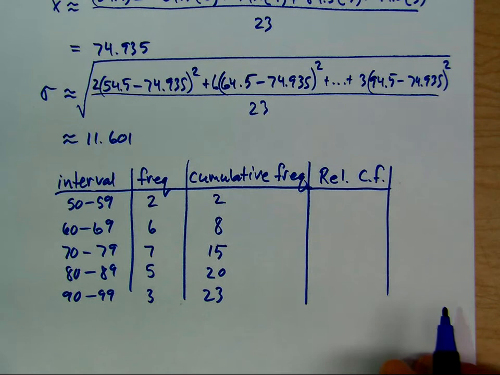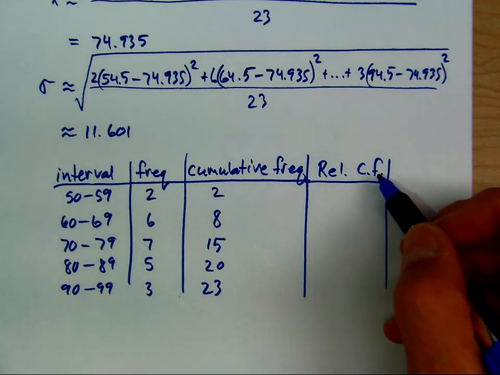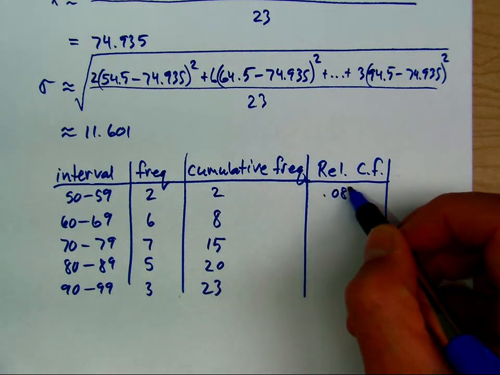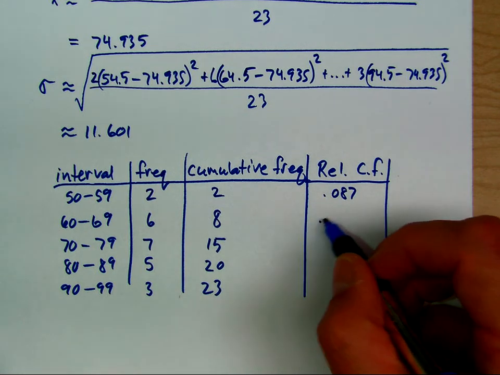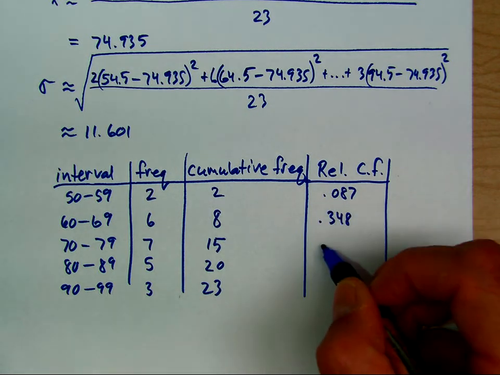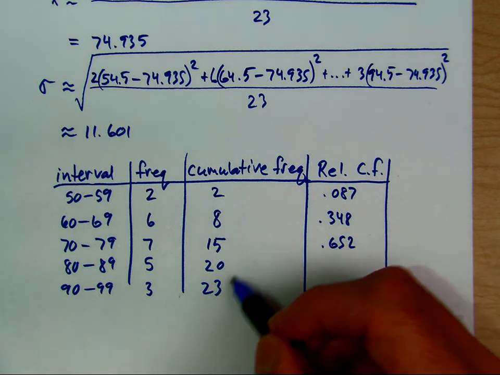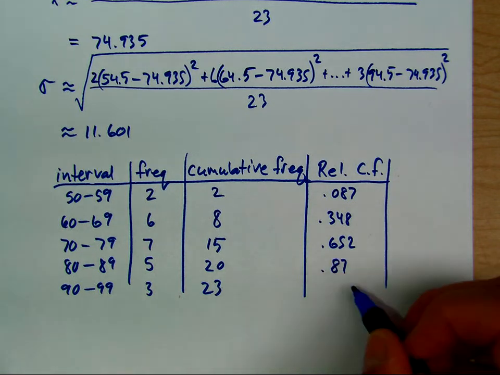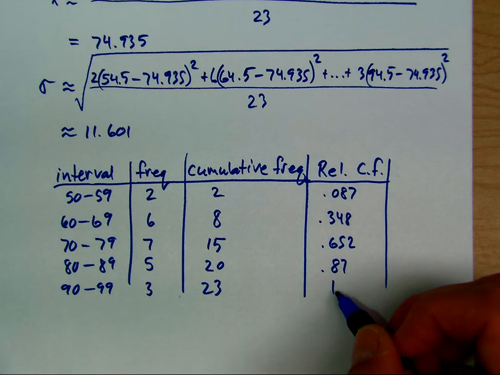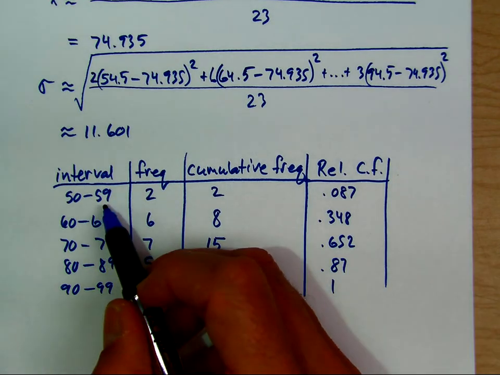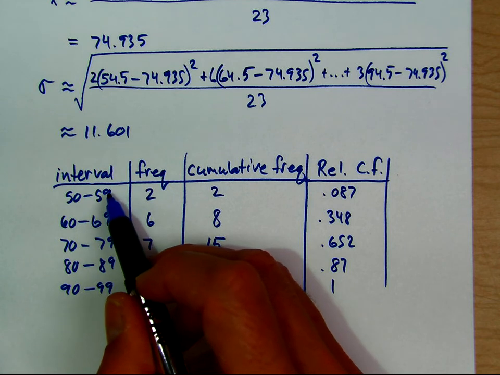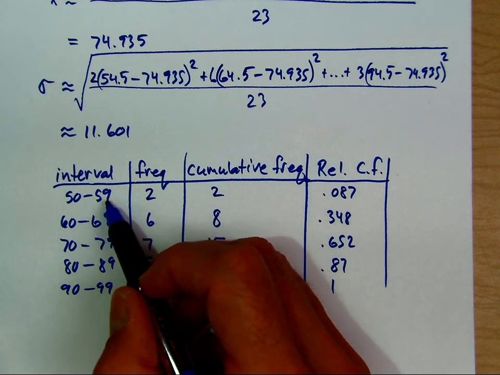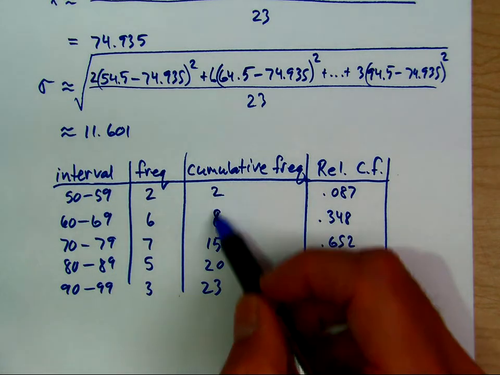We can also do relative cumulative frequency, and that's just going to be 2 divided by the total. That's 0.087. 8 divided by 23, 0.348. 0.652 is 15 divided by 23. 20 divided by 23. 23 divided by 23. Now for the graph, this will occur at the value of 60, and we'll just say that we have this many values less than 60, and then so that'll be the x value, this will be the y value.